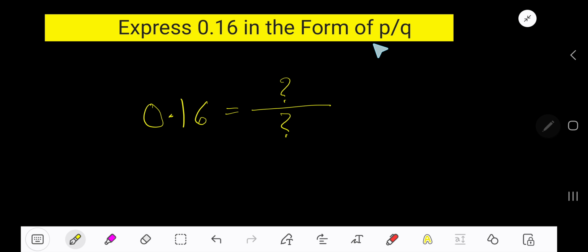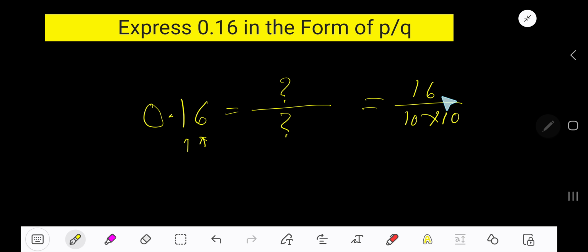Express 0.16 in the form of p by q. So we need a numerator and a denominator. For the numerator, just remove the decimal and write the number you are getting, and for the denominator, for every digit after the decimal, you have to consider 10 as a multiplication. After the decimal, we have two digits, so we have to write 10 times 10.